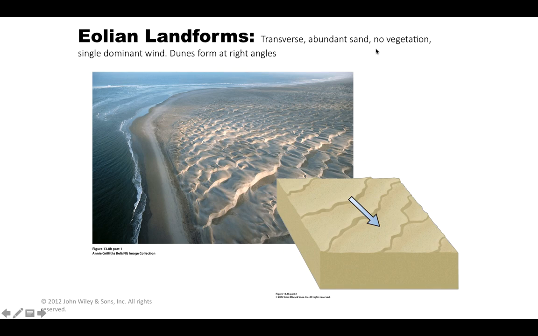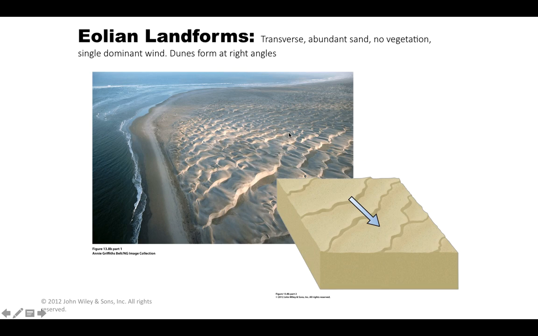And you might think, I thought these were happening in deserts, so there's never any vegetation. There's vegetation in deserts. But for the transverse, there has to be no vegetation. You have one single dominant wind, and you have these sand dunes that form at right angles. So you're going to have one single dominant wind, you're not going to have any vegetation, and it's going to create these transverse sand dunes.